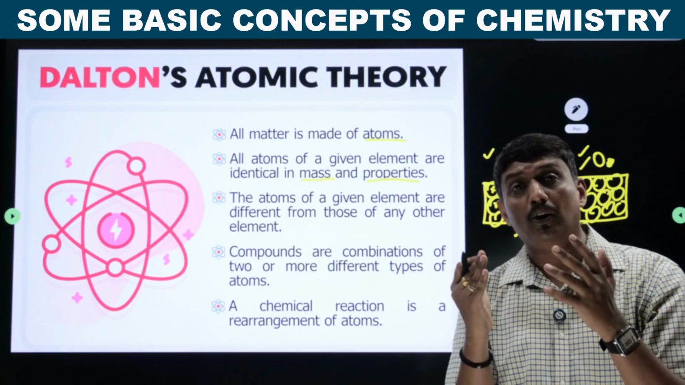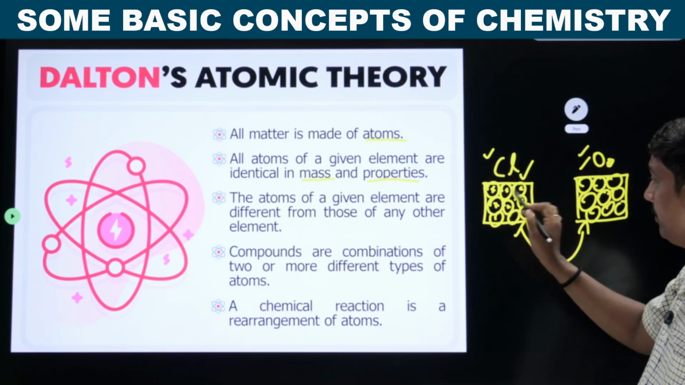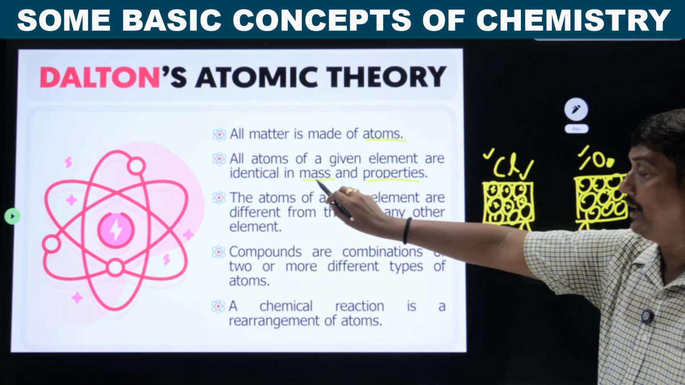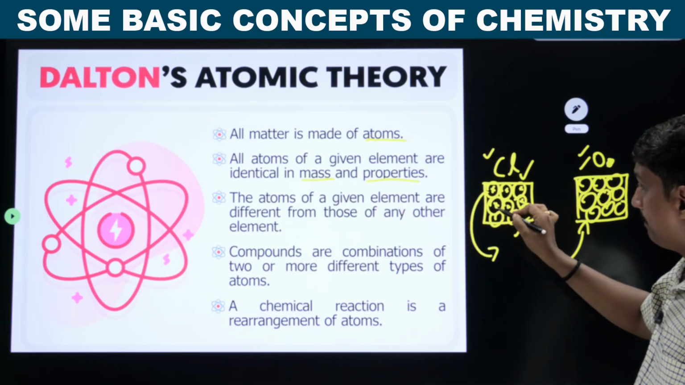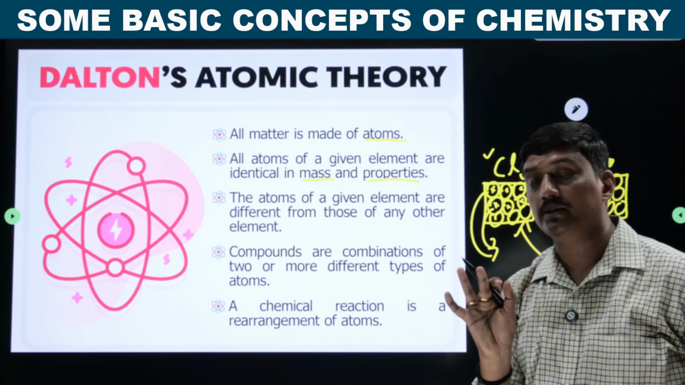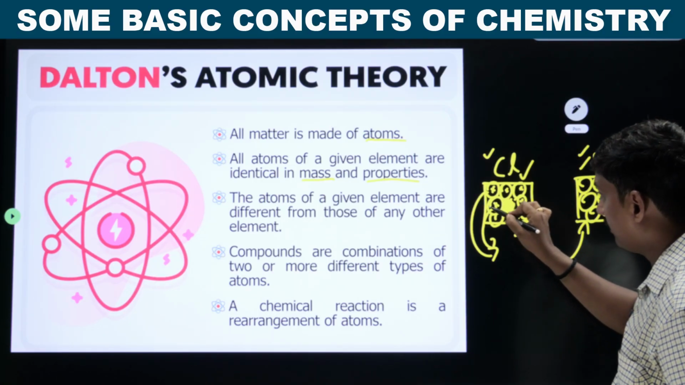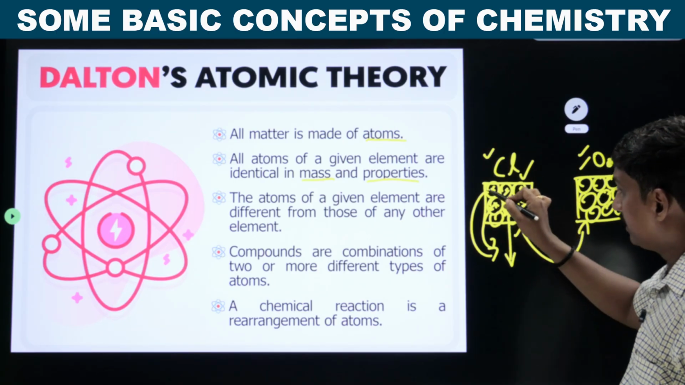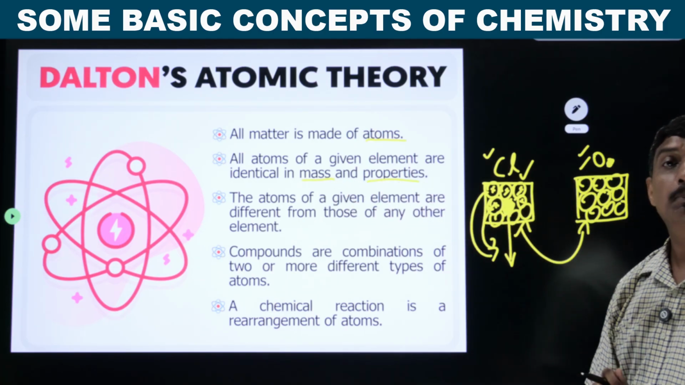Structure in the sense how? It will be explained further. Wait. Now it is clear. So all atoms of a given element are identical in mass and property. So the mass and properties of a chlorine atom are the same. No changes. See, whatever atom I am representing, it is the same as this. This is also the same. It is not different. All these atoms are identical with respect to their mass and properties.